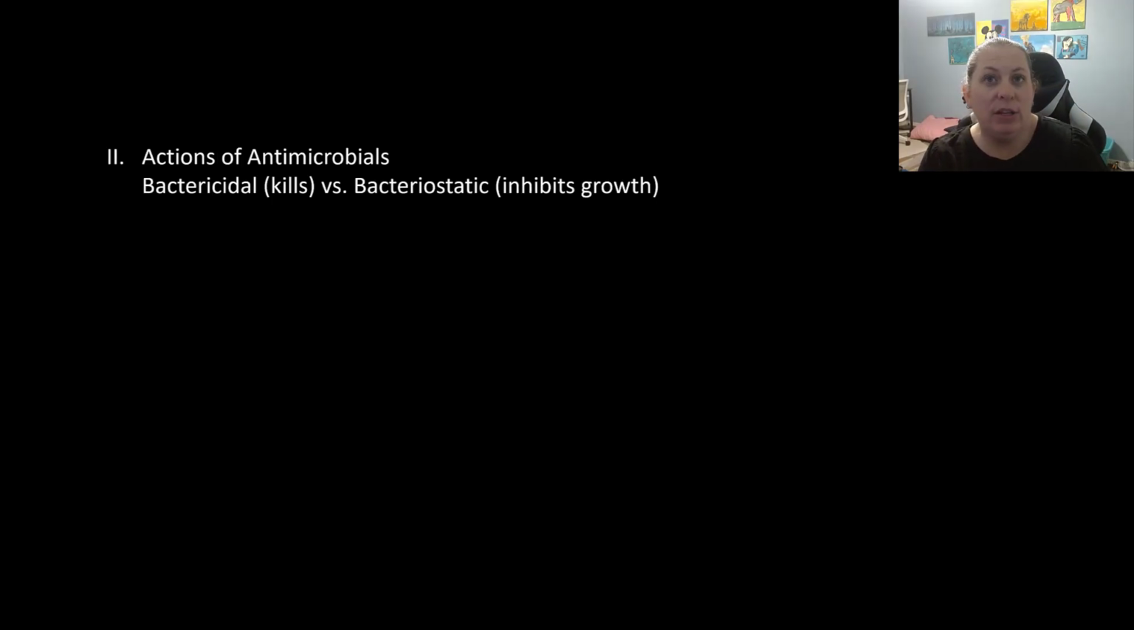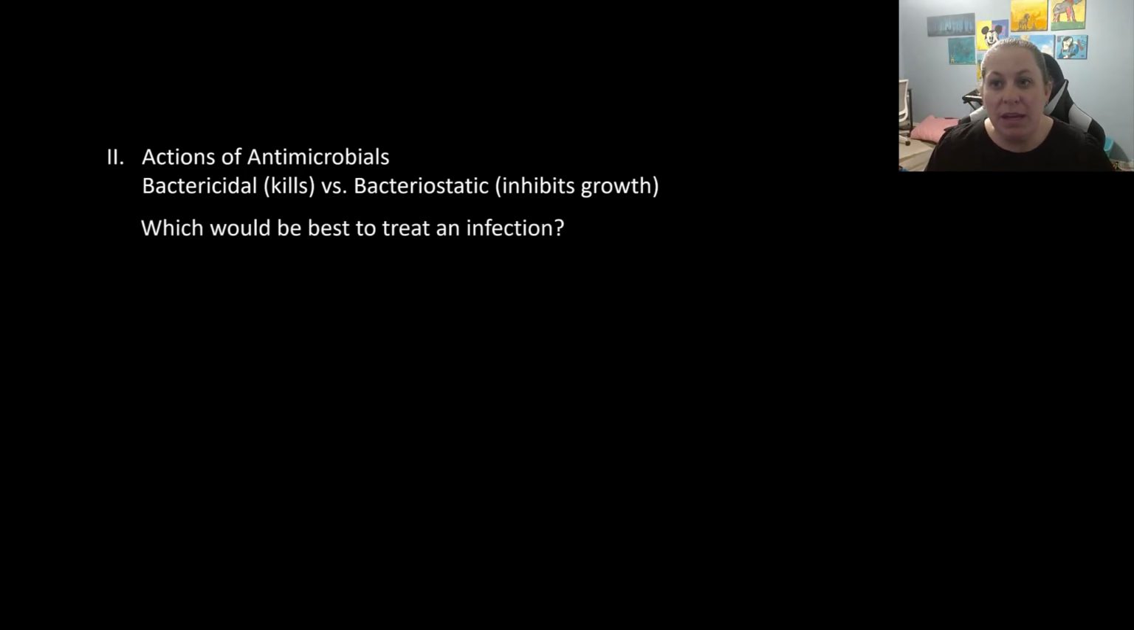Now we need to look at how antibiotics or antimicrobials work. What are their actions? There are two terms we need to distinguish here. The first is bactericidal. Bactericidal means it kills the bacteria. The other side is bacteriostatic. This is going to inhibit the bacteria. When we look at these two terms, which would be the best to treat infection? You may automatically think, let's kill it.